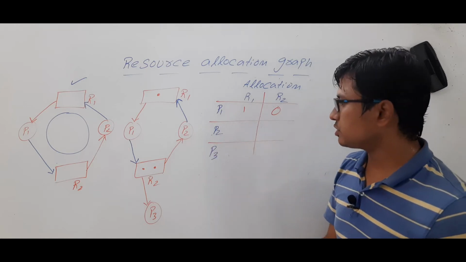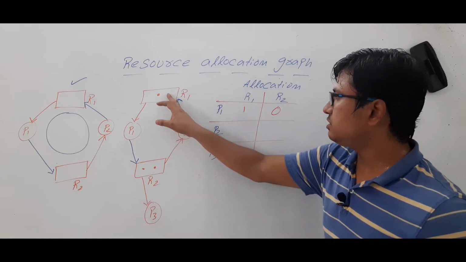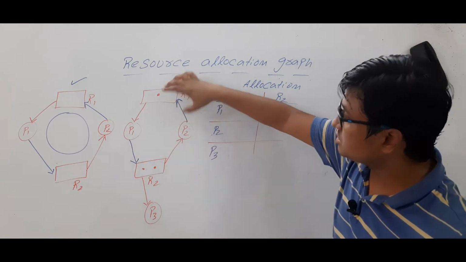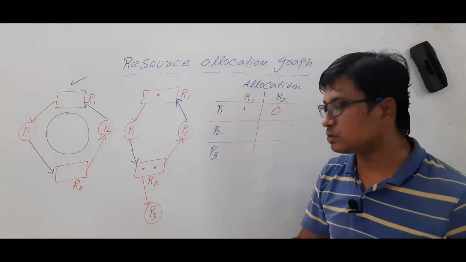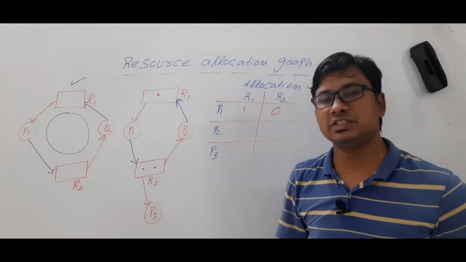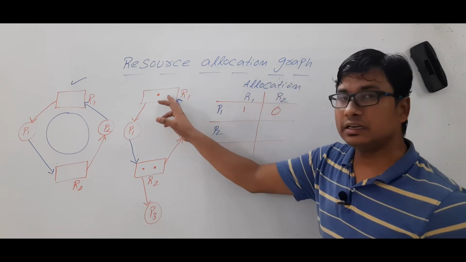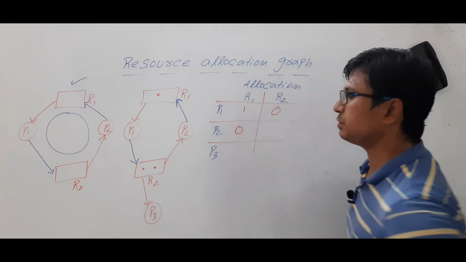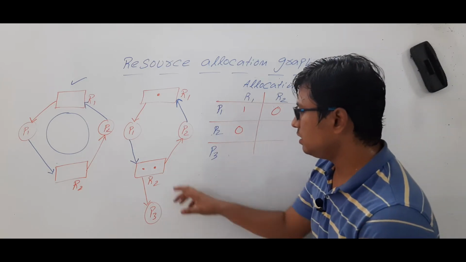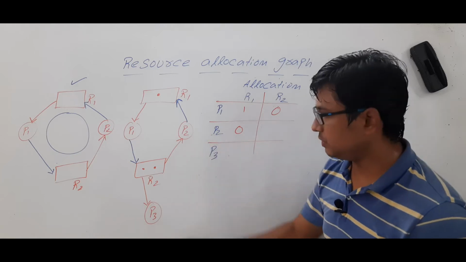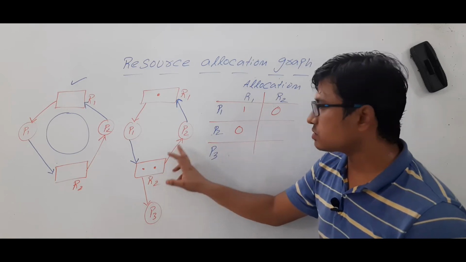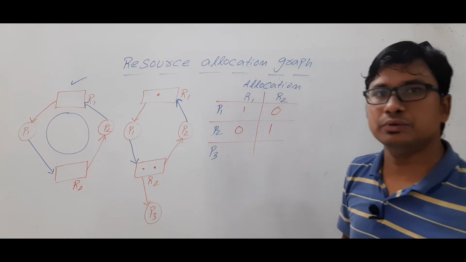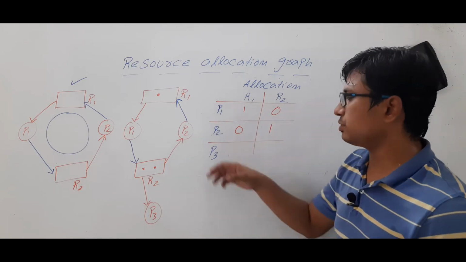Similarly, look at the process P2. Is there an edge from resource R1 to P2? No, there is an edge from P2 to R1. Meaning process P2 is requesting resource R1, but currently resource R1 has not been allocated to process P2. Similarly, look at resource R2 with process P2. There is an edge from resource R2 to process P2. So one instance of resource R2 has been allocated to process P2.